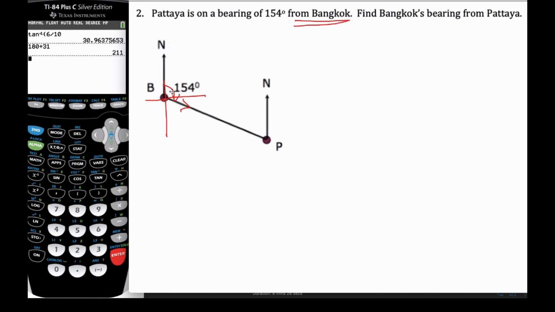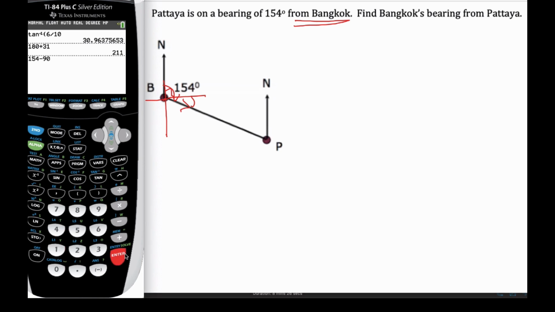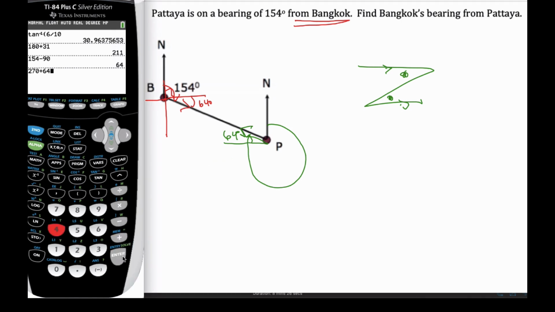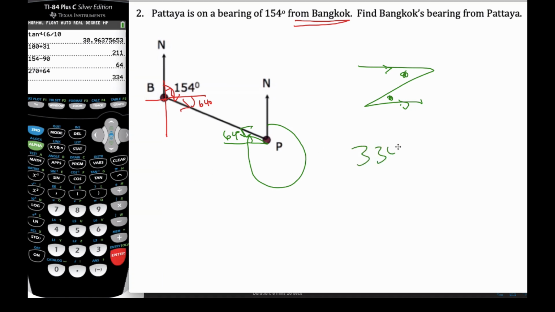I know this is 90, so if I want to find this angle, I just go 154 minus my 90. This little angle here is 64 degrees. The question is asking me, from Pattaya, what is the bearing in this direction? I know from parallel lines that this angle here is also 64 degrees because of alternate interior angles. If these are parallel, these values are the same. So if I go in this direction to here, it is 270 plus 64 more, which gives me 334. 334 is Bangkok's bearing from Pattaya. So that's one way to do it.